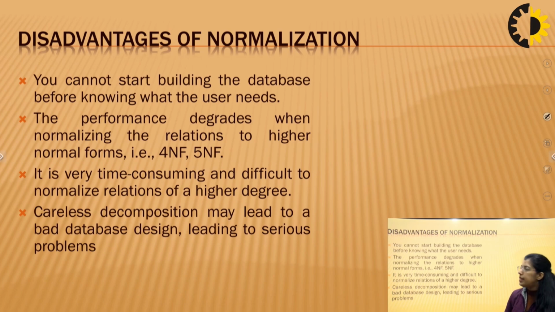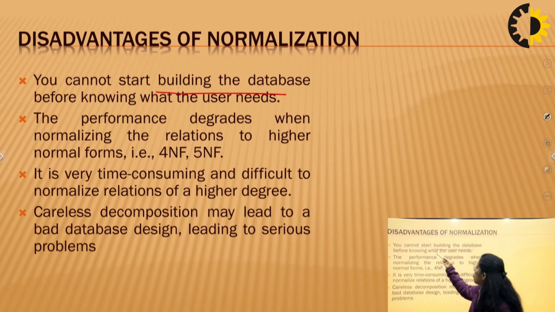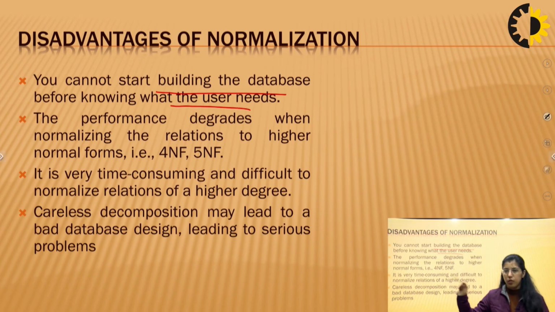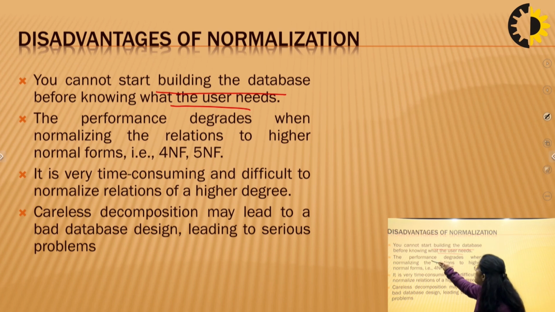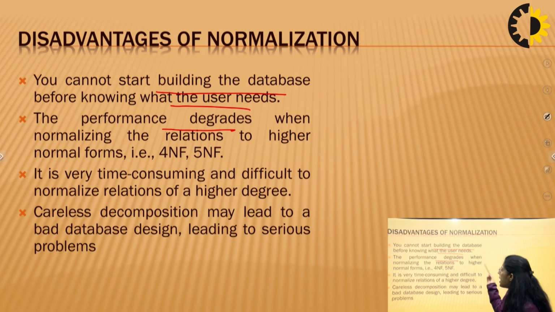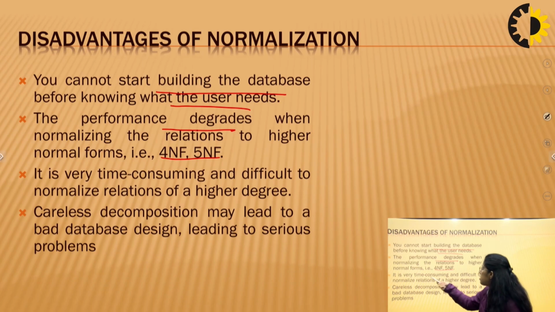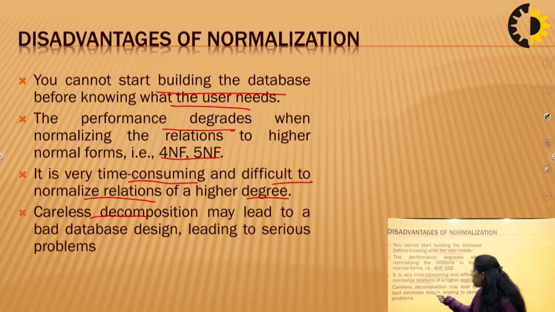The problem with normalization is that you cannot start building the database before knowing what the user needs. Firstly, all the requirements need to be taken from the user. Performance degrades as we have multiple higher normal forms, 4NF, 5NF. It is very time consuming and difficult to normalize relations of higher degree. Careless decomposition may lead to bad database design as well, leading to serious problems.